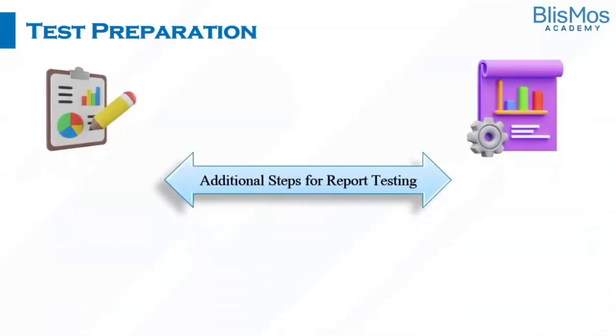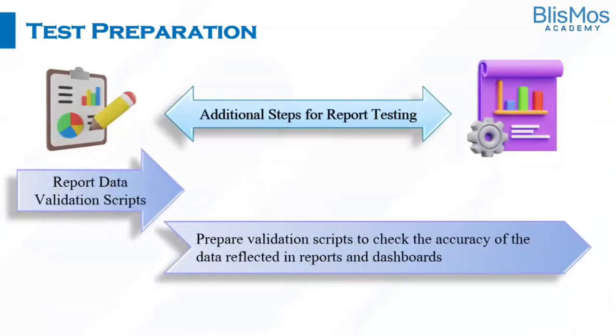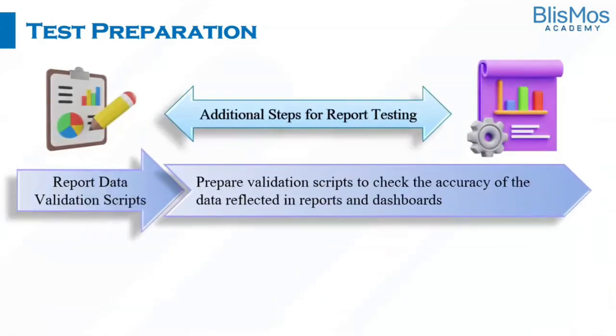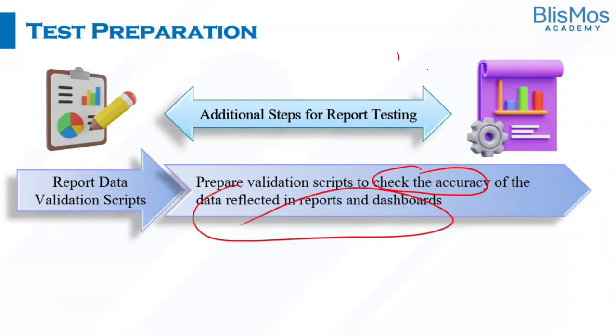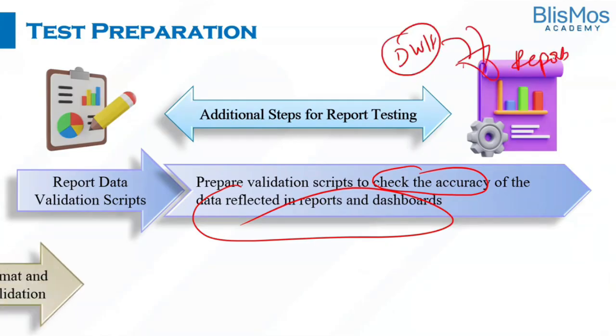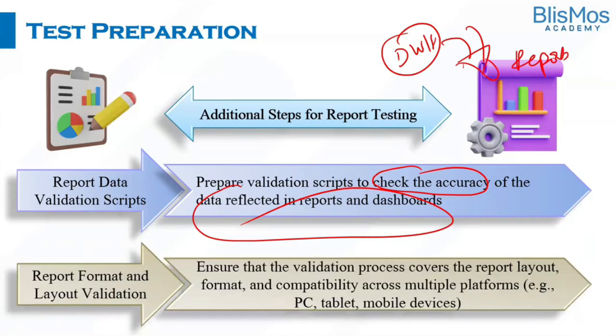In case it is a report testing, then we also have to look at additional steps. Like how do you check the accuracy of the data reflected in the reports? Okay, you have data in the data warehouse. How is that getting reflected in the reports? That also is an additional step. So one more important thing in the report testing is the layout. For example, what should be the layout?